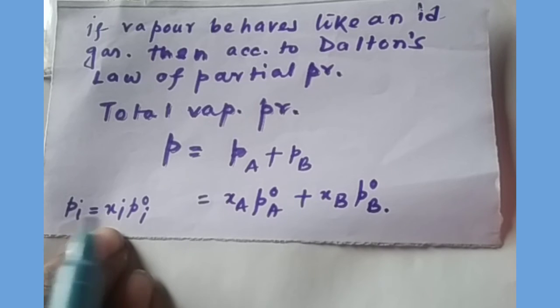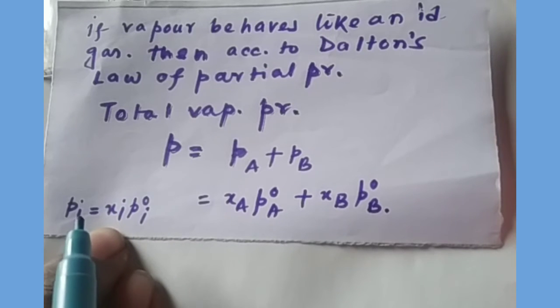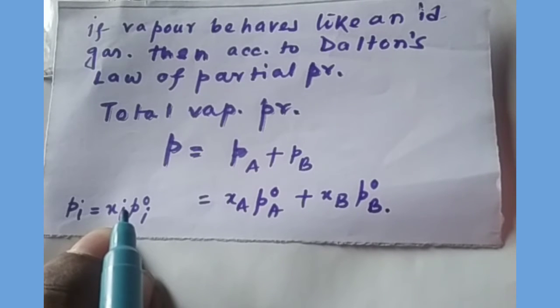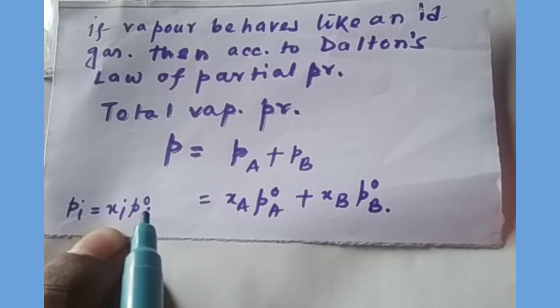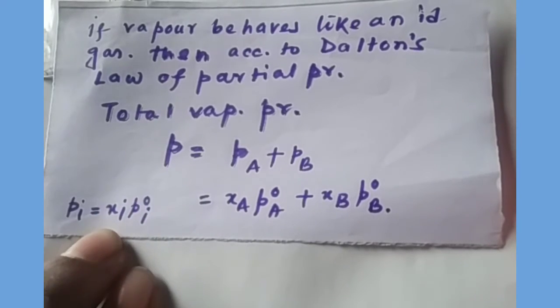You can write this for the ith component as Pi equals Xi P naught i. If you have an ith component, the partial pressure of the ith component in the solution equals the mole fraction of the ith component multiplied by the vapor pressure of the pure ith component. So this is the vapor pressure representation.